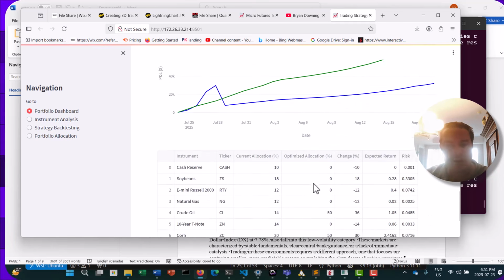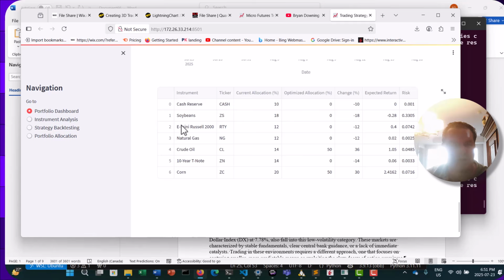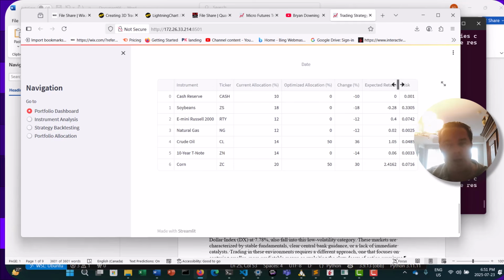So here's where it's really interesting. So we have here all these different instruments in the futures market we could trade based upon that executive summary, be it soybean, the Russell 2000, natural gas, crude oil, 10-year note, or corn. Okay, so in here, we have our optimized allocation, current allocation, and then our expected return.